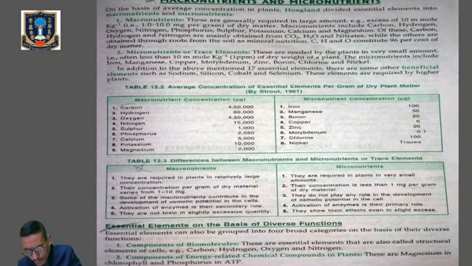Okay, so macronutrients are generally required in larger amounts by the plant, whereas micronutrients are required in very small amounts. Simply remember, macro means bigger. So they are generally required by a plant in larger amounts as compared to micronutrients, which are required in very small amounts by the plants. Next, table number 12.3: the concentration of macronutrients per gram of dry material varies from 1 to 10 mg, whereas for micronutrients the concentration is less than 1 mg per gram of the dry material.